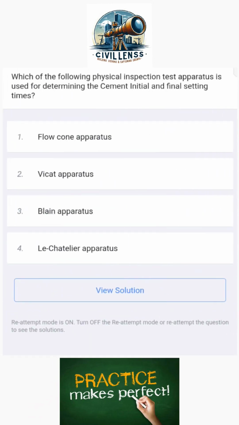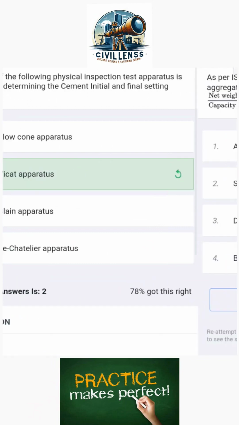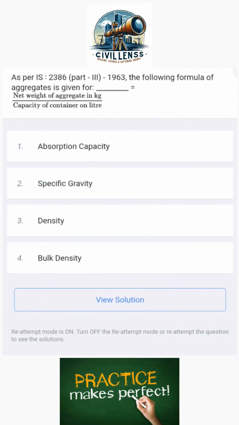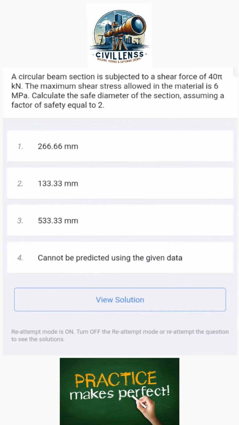Which of the following physical inspection test apparatus is used for determining the cement initial and final setting time? It is a Vicat apparatus. Next, as per IS 2386 Part 3 1963, the formula of aggregate is given as net weight of aggregate in kg by capacity of a container of 1 liter. Its units, we can clearly see, are kg per meter cube. So it is density. It is a bulk density.